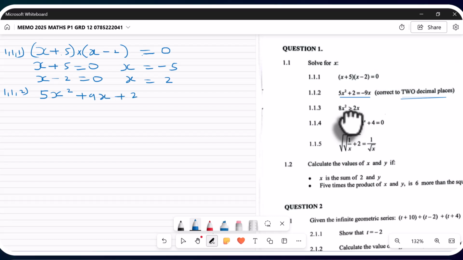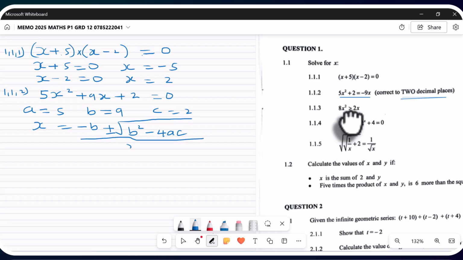Here, for the quadratic standard form, our a is 5, our b is 9, and our c is positive 2. The formula says x equals minus b, plus or minus the square root of b squared minus 4ac, divided by 2a.